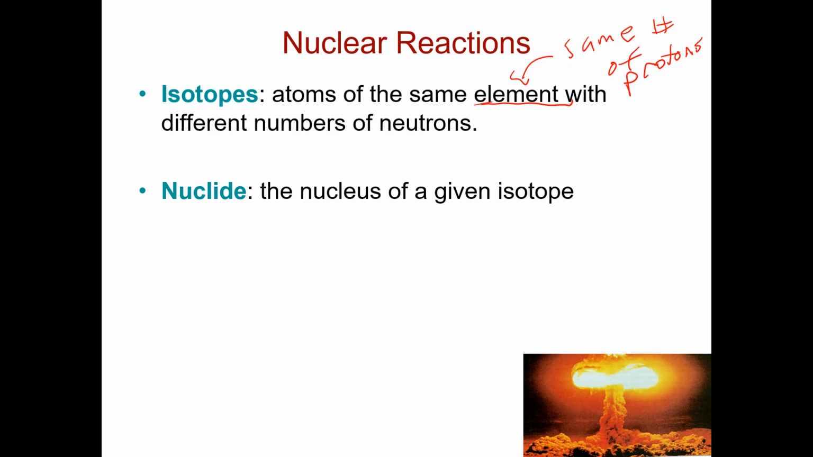In nuclear chemistry, we often refer to what we call nuclides. Nuclides are the nucleus of a given isotope. So when we refer to nuclides, we're talking about the nucleus of different isotopes of that element.